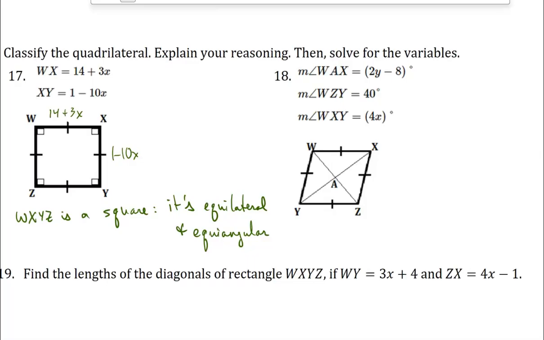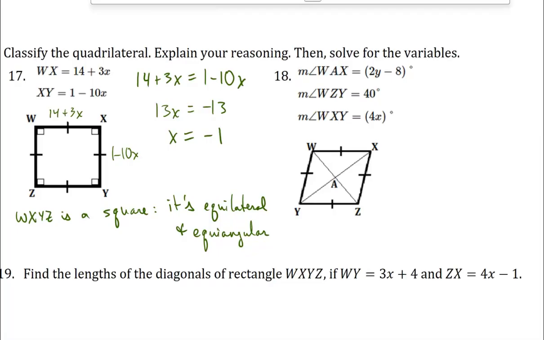Because it's a square and because they're marked congruent, I can set these two equal to each other. So I have 14 plus 3x is equal to 1 minus 10x. I'm going to move this over. So I have 13x equals negative 13. So x is negative 1.